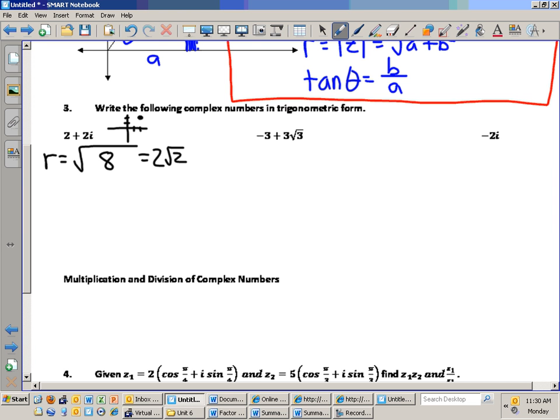Now I need theta. Well, I know that the tangent of theta is equal to 2 over 2, or 1. Where is tangent equal to 1? Tangent is positive in the first quadrant and in the third quadrant. It is equal to 1 at 45 degrees or at 225 degrees. Which one do I want? 45.